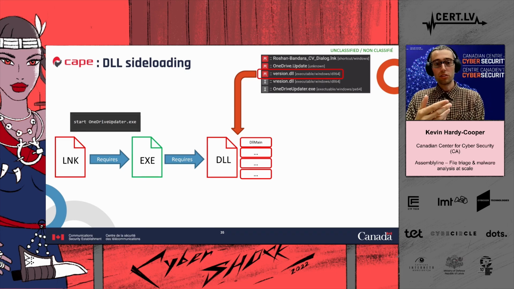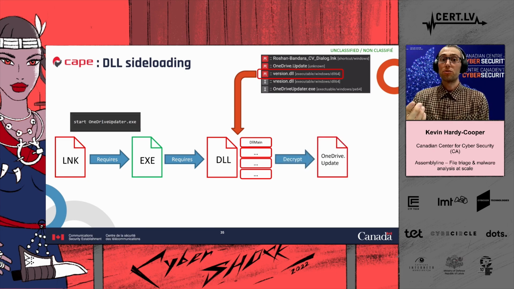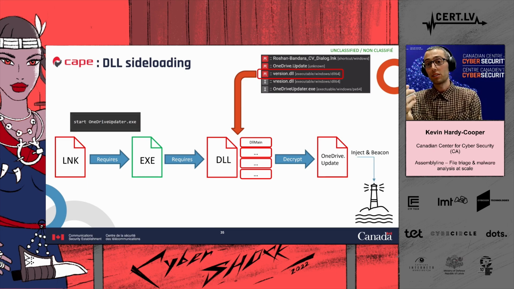And so the exe loads the DLL, the DLL loads its malicious function and runs that, which then looks for the OneDrive update encrypted file, which is in the same folder. It'll decrypt that. It'll then use that information in order to inject a process and beacon out for the next stage of the payload.